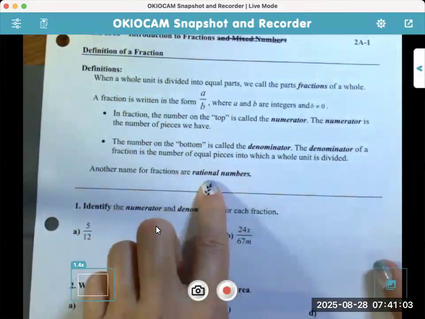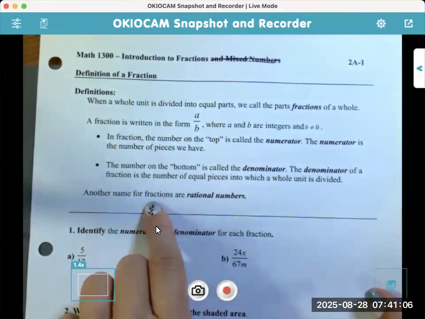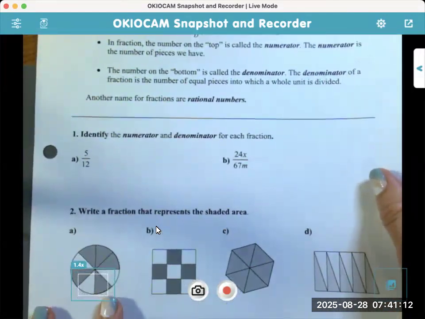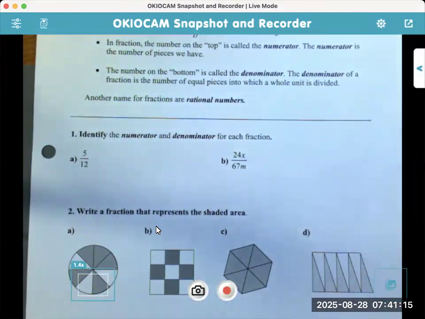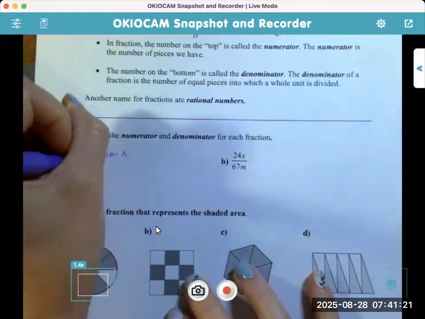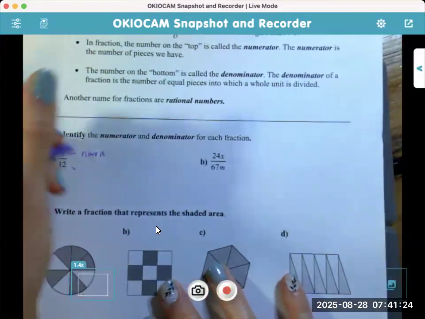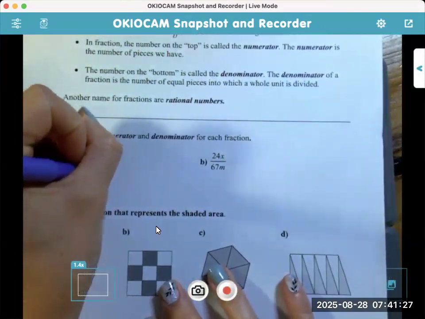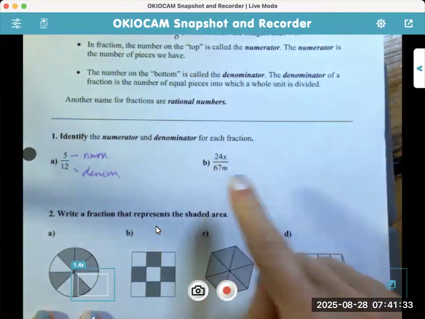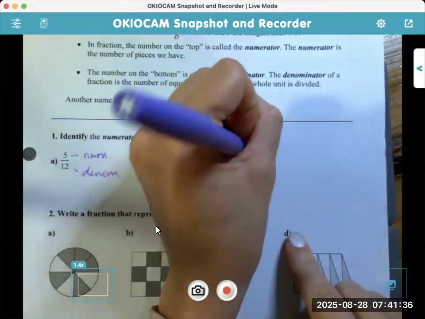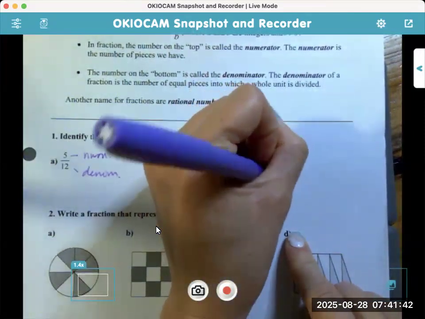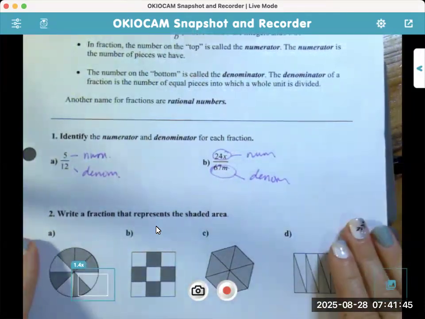Another name is rational numbers. So rational is just AKA fractions. It's like the college version of it, if you would. Okay. So if we identify the numerator and denominator, it's just top, bottom. So 5 is the numerator and 12, oops, my pen, sorry, is the denominator. Just as easy as that, top, bottom. And if we add letters into the mix or variables, it's no different. So the whole thing, 24x, is the numerator, and 27m is the denominator. That's it. Top, bottom.